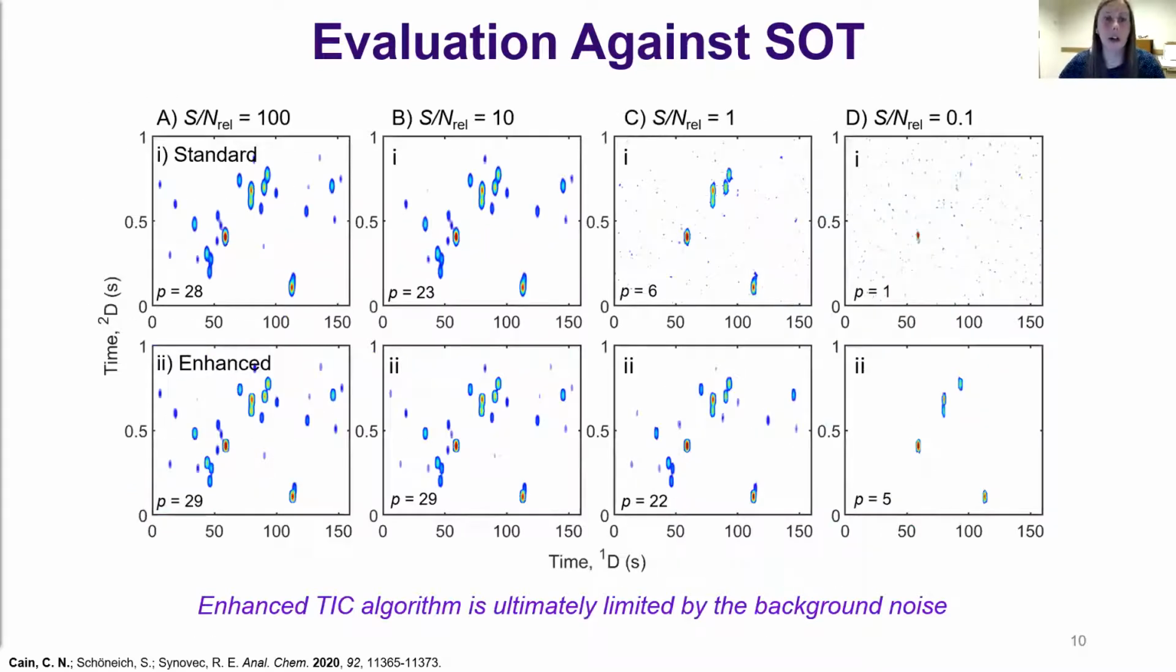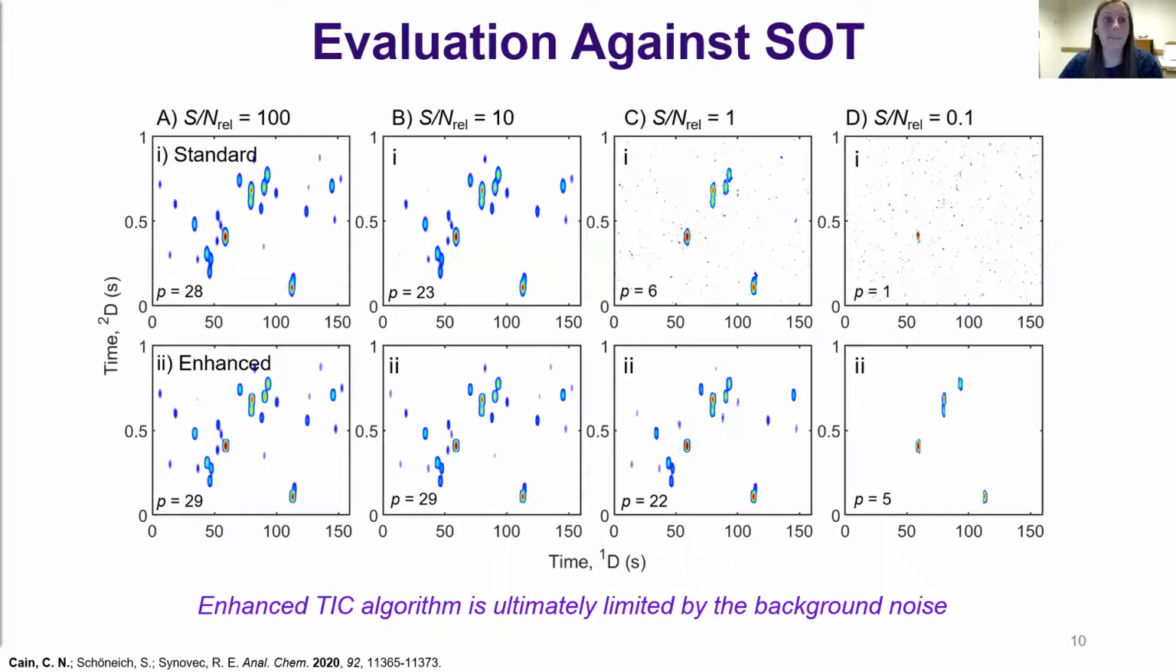So here I show an example of different simulations at a saturation factor of 0.1 at 4 different signal to noise ratios: 100, 10, 1, and 0.1. The entire top row of chromatograms is for our standard tick and the number of peaks detected using a watershed image analysis approach. And the bottom row of chromatograms is using our enhanced tick and the number of peaks that it detects as well.